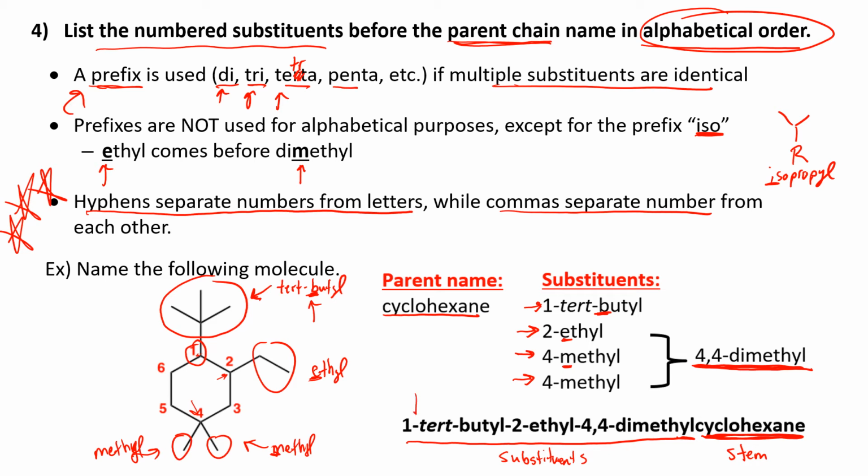And we see that hyphens separate numbers from letters, except for this one here. That one actually shouldn't even be there. It doesn't need a tert-butyl. You can leave that out. The hyphens separate the numbers and the letters, and the commas separate numbers from each other. And we put it all together alphabetically in front of the parent stem.